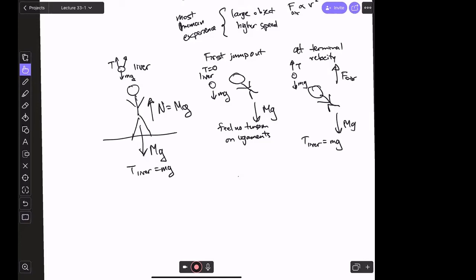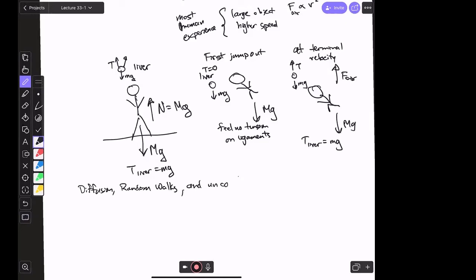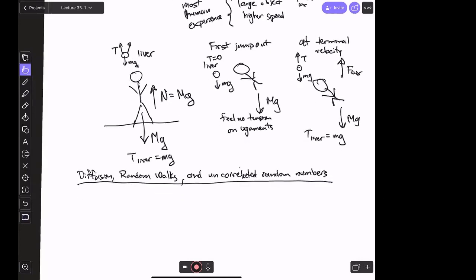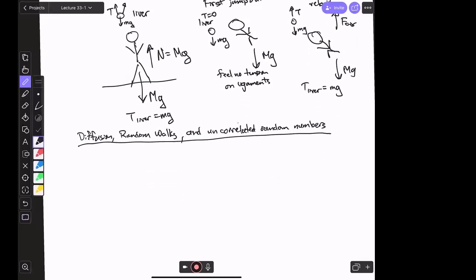But for now, we are going to talk about diffusion, random walks, and uncorrelated random numbers. So we're going to draw together a bunch of things from different fields, mathematics, physics, biology. They're all tied together by this one fairly simple idea that is just tremendously important.